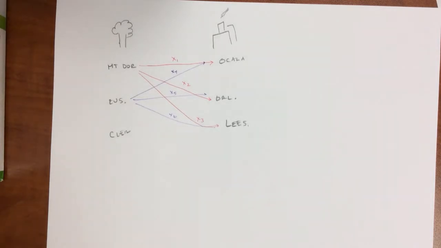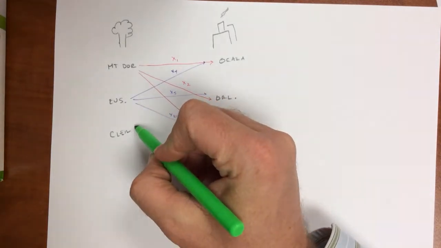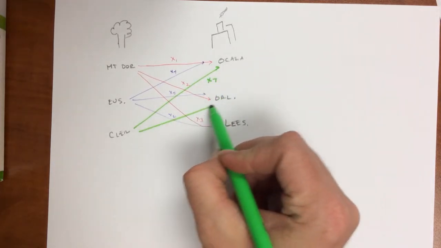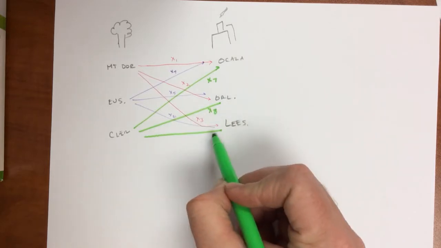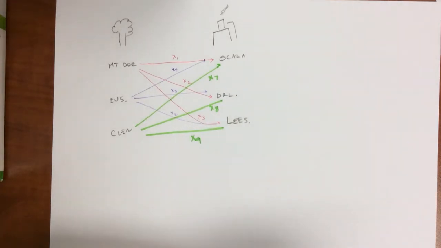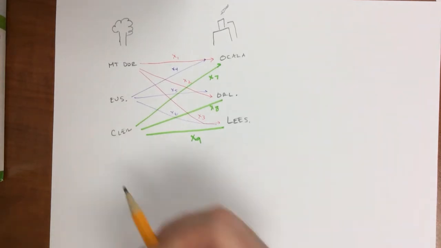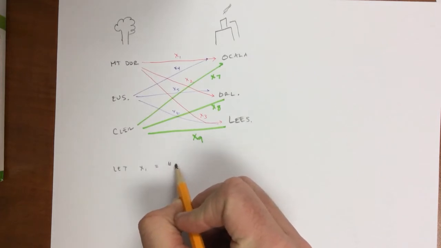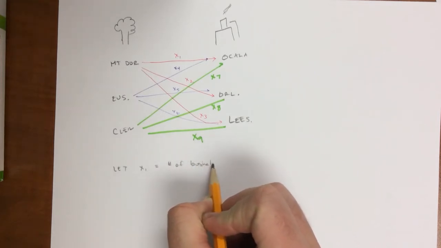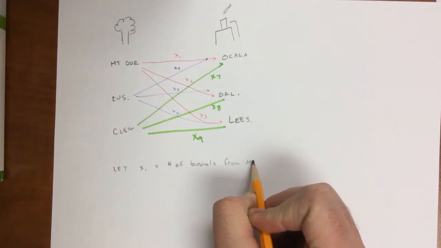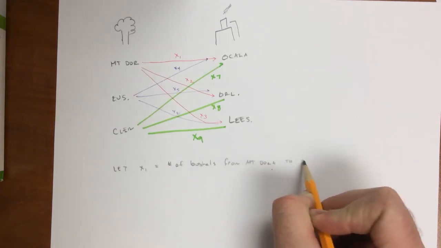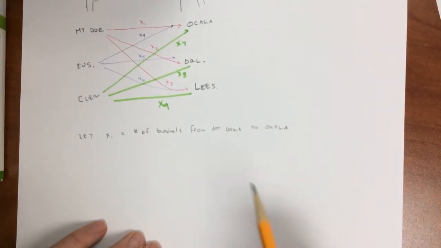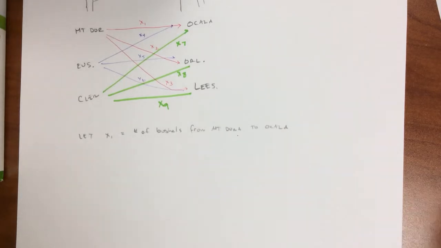But wait, we're not done. Claremont to Ocala, that's X7. Claremont to Orlando, that's X8. And Claremont to Leesburg, that's X9. So those are our 9 variables. So let X1 equal the number of bushels from Mount Dora to Ocala, and we're going to have that for all 9 of these.